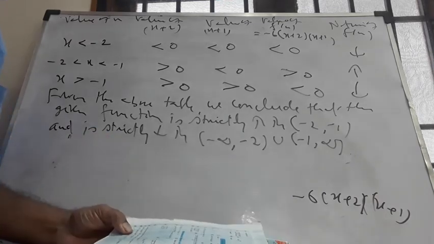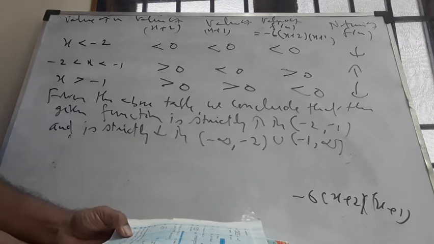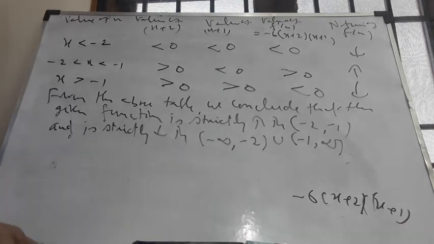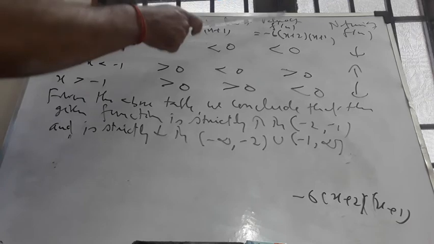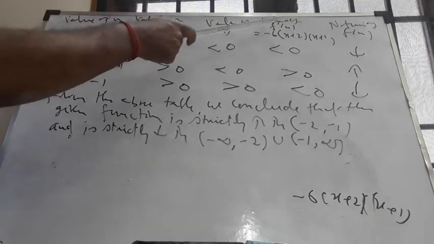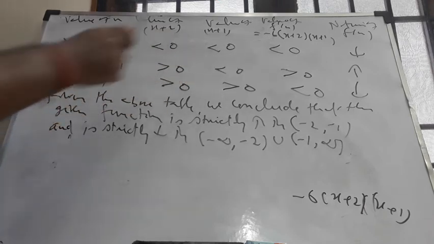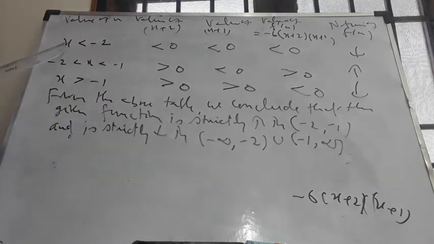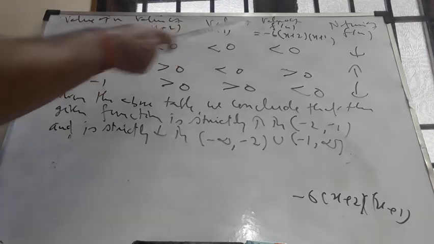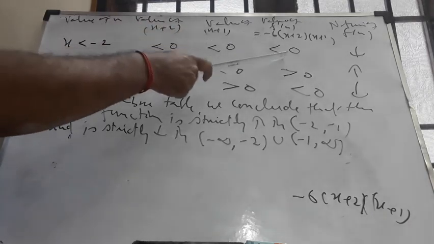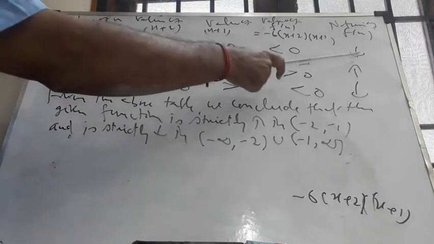Let me just check the answer. Increasing in minus 2 comma minus 1, and decreasing in the others. Yes, it's correct. Now, for x less than minus 2, consider the value of x plus 2, the value of x plus 1, and the value of the product. Remember carefully, in f dash of x there is a negative sign, minus 6. Therefore, let me substitute minus 3. Minus 3 plus 2 is negative, minus 3 plus 1 is negative. There is a negative sign. Negative into negative becomes positive, and with the negative sign, f dash of x is negative. The function is decreasing.